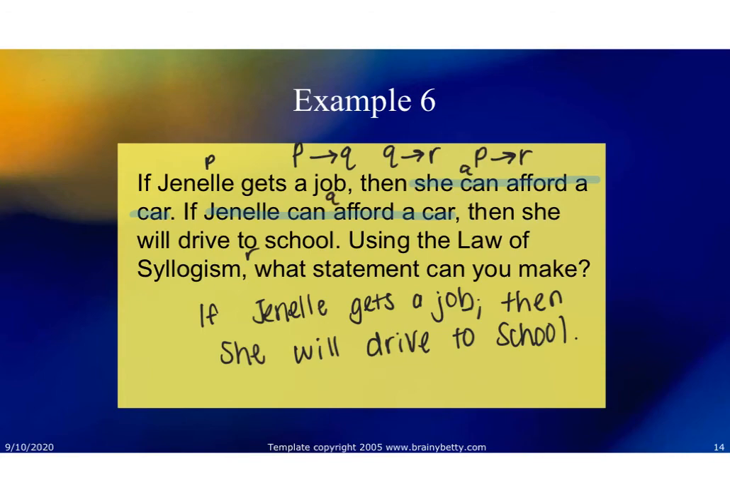All right, moving on. No, I'm really bad at spelling it. Syllogism.